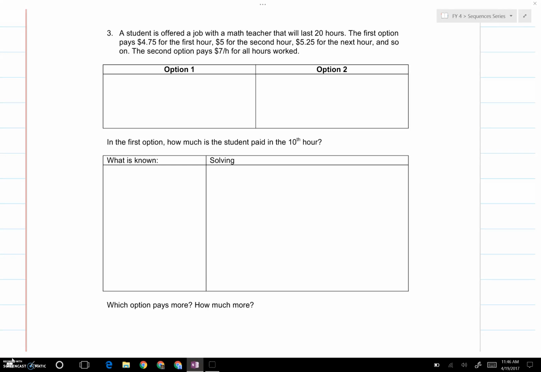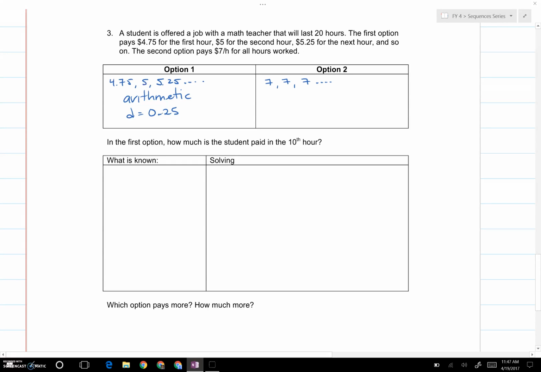So I think what might actually help is if you write down the pattern. So for the first option, it's $4.75, then $5, then $5.25, and so on. And for option number 2, it's $7, $7, $7, and so forth. Now, if you look at this pattern, the second option is just $7 the whole time. And in the first option, you should notice that it is an arithmetic pattern. And because it's arithmetic, you know that D is 0.25. So they get a quarter more each time.